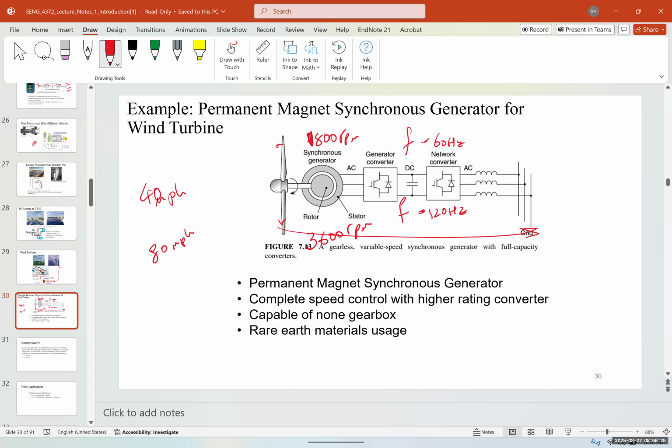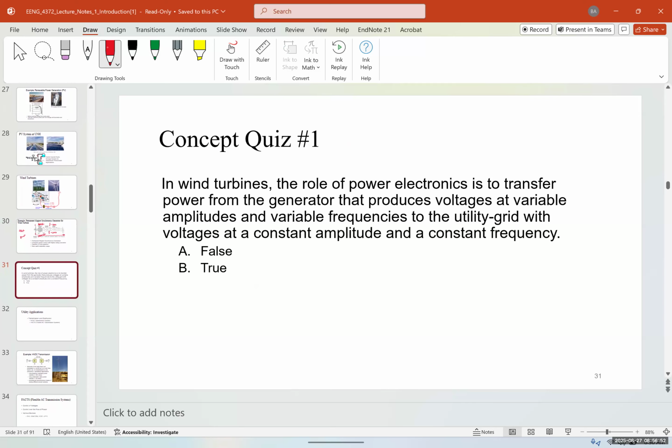Yeah. So permanent magnet synchronous generators are used right now to reduce the costs and make it lighter. It's complete with the speed control with higher rating converter, capable of non-gearbox and or transmissions. And we have rare earth material usage in them, so they are more expensive, but on the other side, you don't use a bulky gearbox.